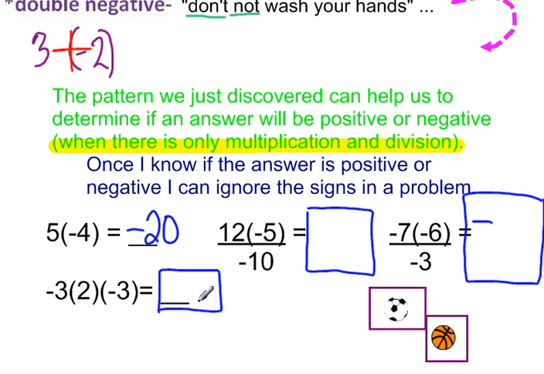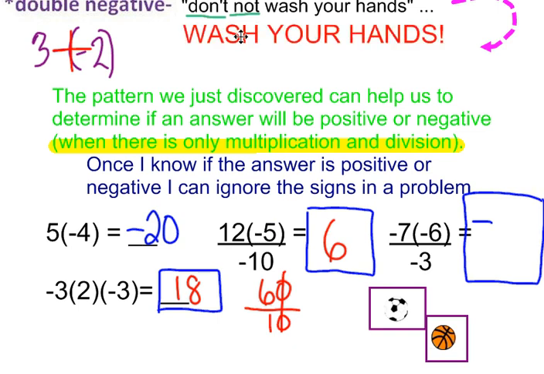I already know that this answer is positive, so now I'm ignoring these signs. I'm going to pretend like they aren't even there. 3 times 2 is 6, times 3 is 18. On to this problem. I already know that this answer is positive because there were 2 negative signs. 12 times 5 is 60. 60 divided by 10, I can cross that out. Well, that's going to be 6. Why is it positive? Because there were 2 negatives. And remember that double negative, it's like saying don't not wash your hands. That means wash your hands. I'm asking you to do that.